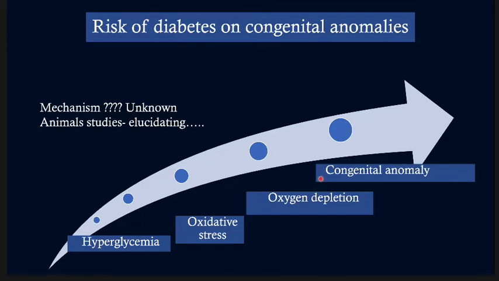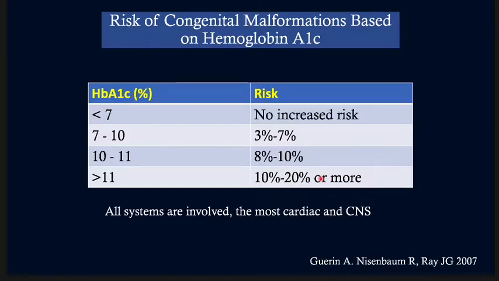How can we directly think about the relation of glycemic control and congenital malformations? The only tool that we may use is hemoglobin A1C. Ideally, we should start pregnancy and maintain hemoglobin A1C throughout the pregnancy around 6. That would be ideal. And as hemoglobin A1C increases, the risk of anomalies increases. The most common ones are cardiac and CNS.